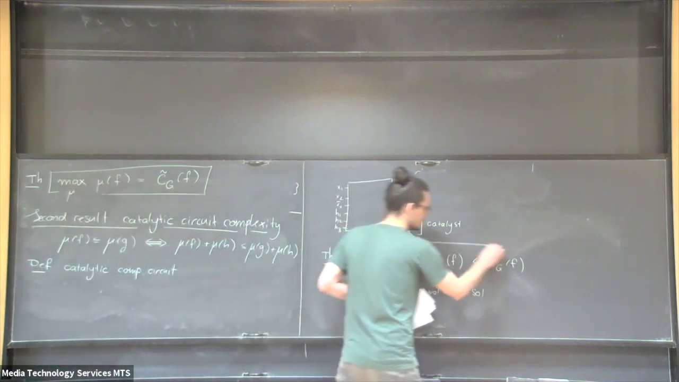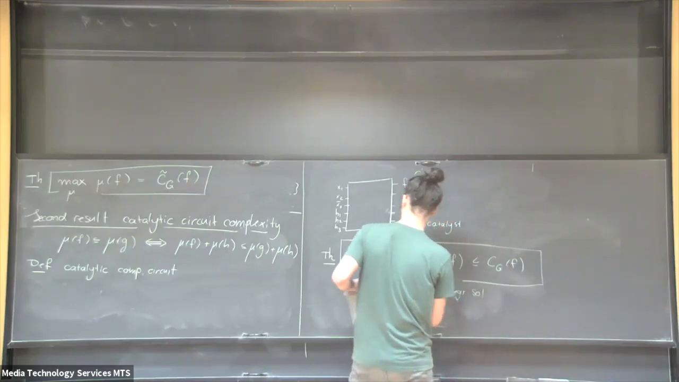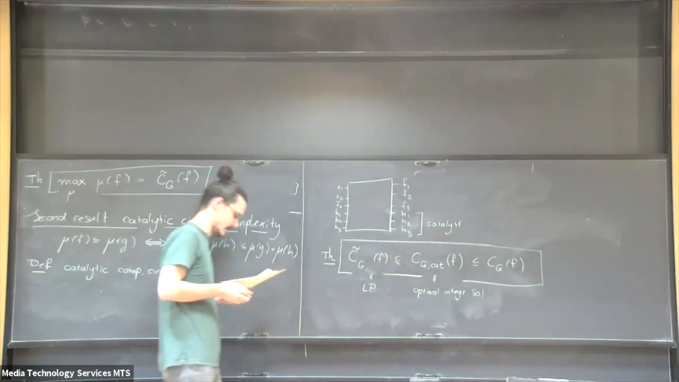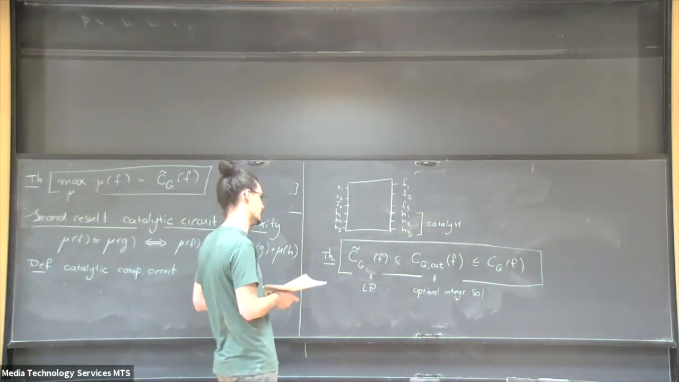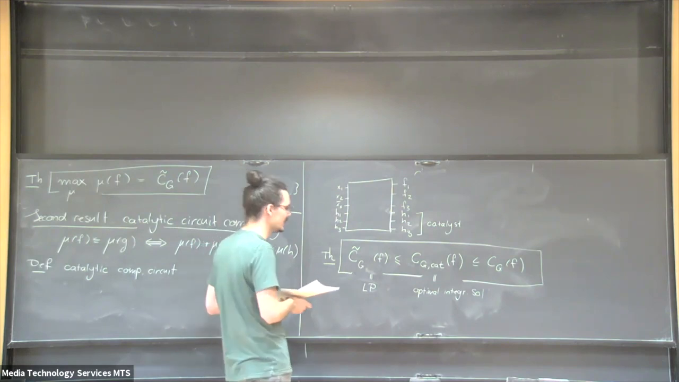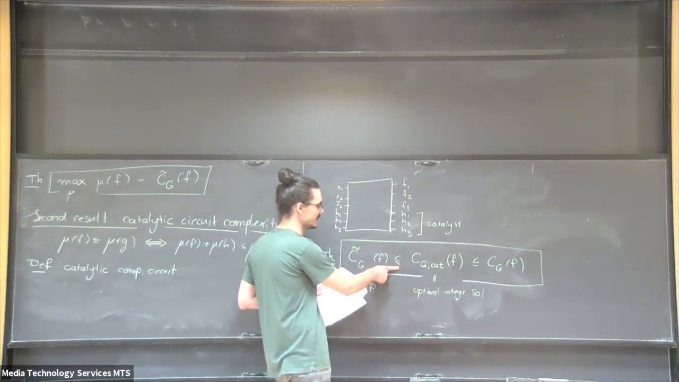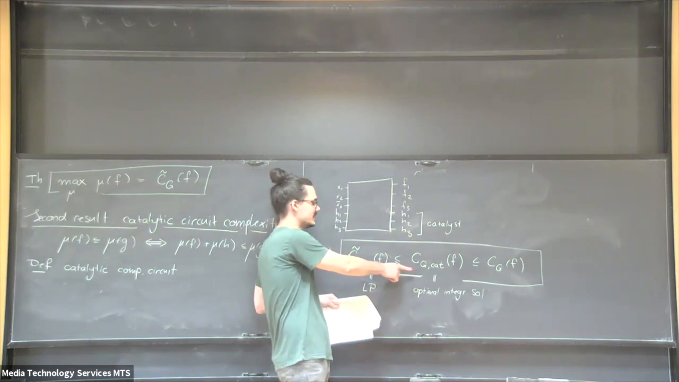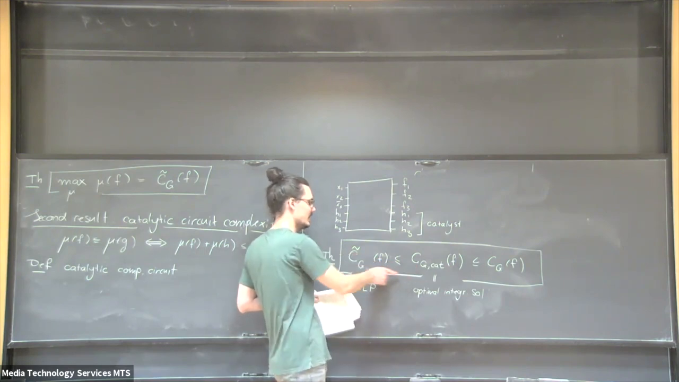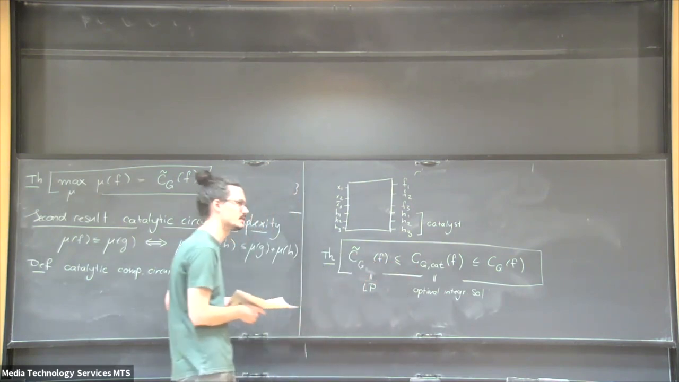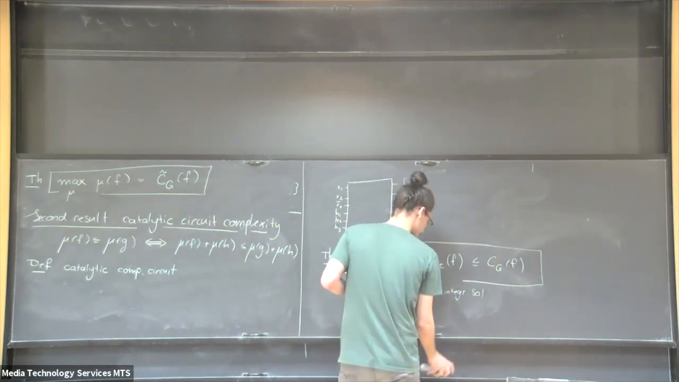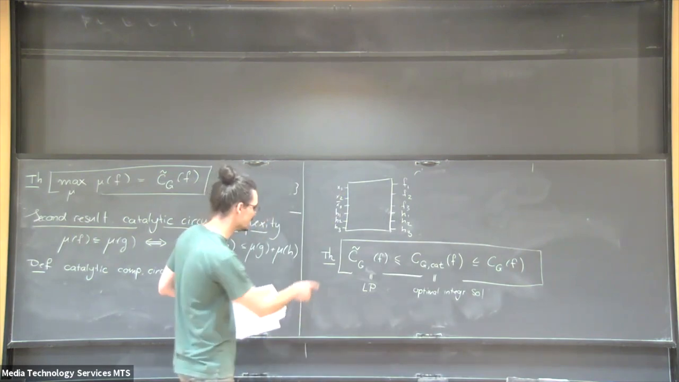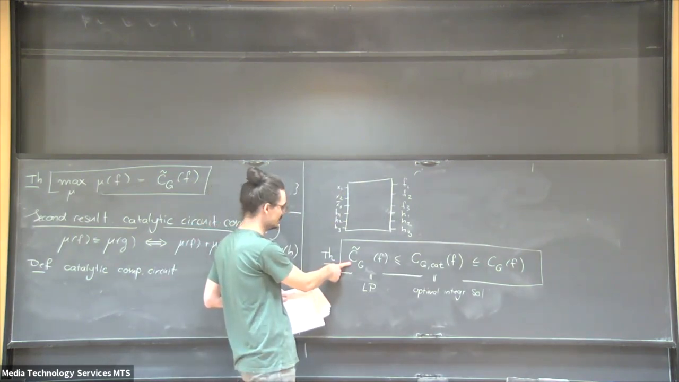This is the second result. Let me maybe explain why this inequality holds. Why does this catalytic kind of circuit give you an amortized circuit? Because this is actually quite easy. So just double checking, that's a minimization LP. Yes, this is a minimization LP. That's right.